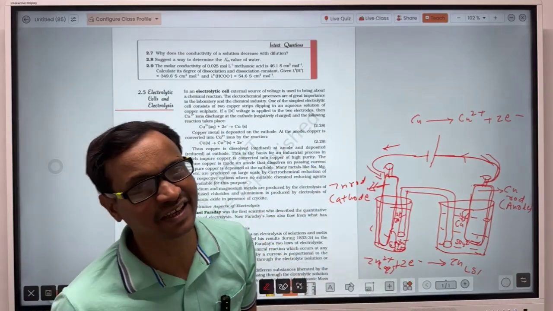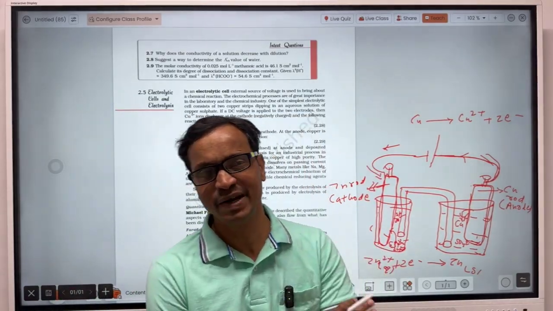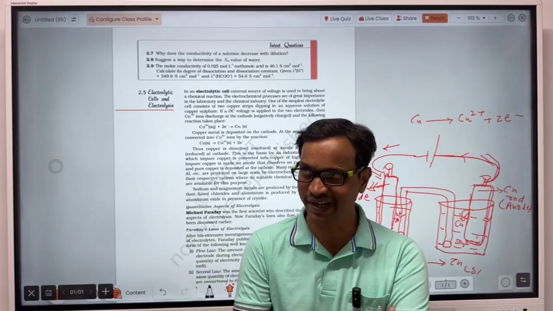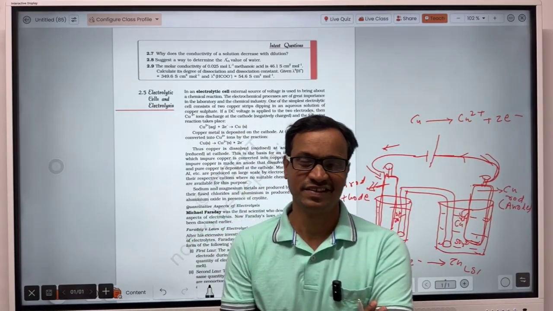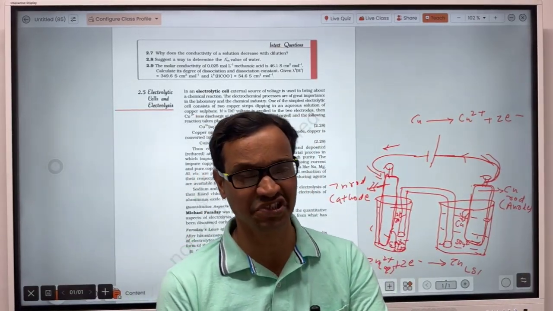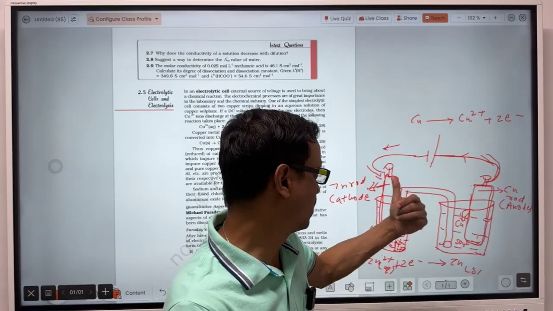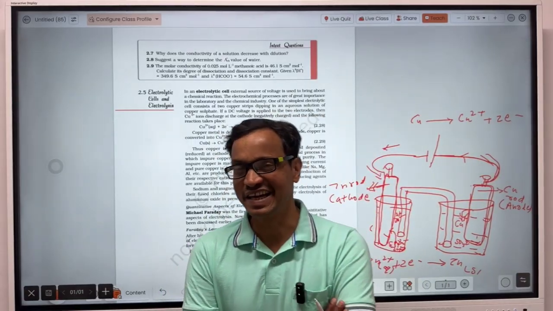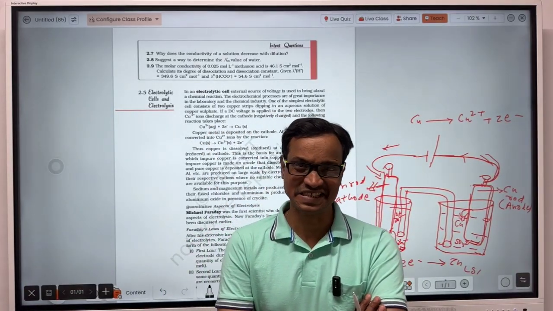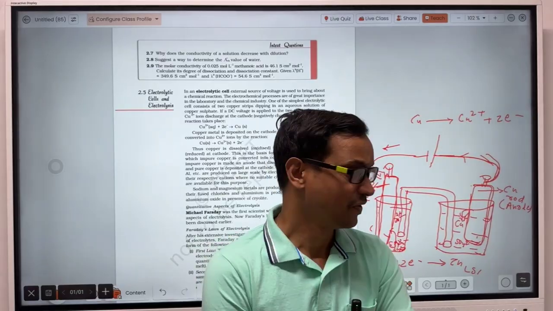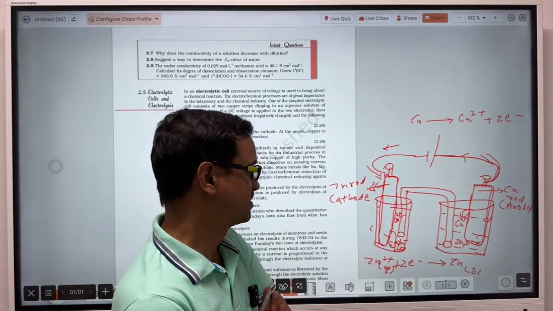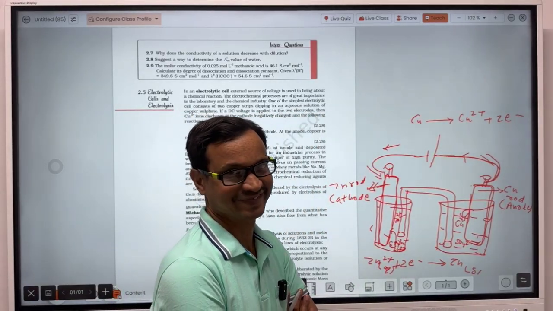In electrolytic cell here, same material we have taken, zinc and copper electrode, but the cation is depositing at the zinc rod. That's why in this case, the zinc rod will act as cathode.